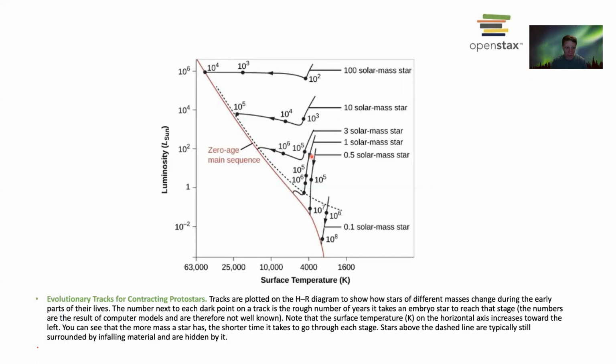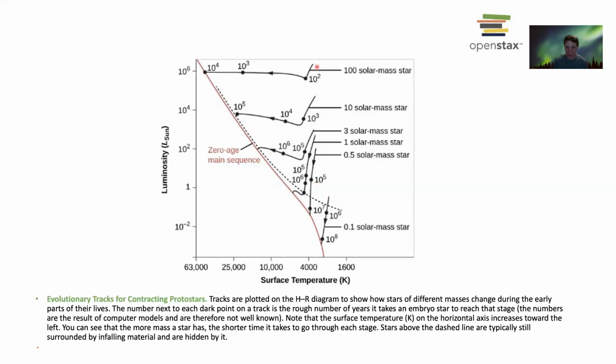This image shows the evolutionary tracks for contracting protostars. So when you start out, they all have roughly the same temperature. They're all big molecular clouds. And the bigger ones, say the 100 solar mass protostars, are going to be brighter just because they're bigger and they have more surface area. So they all start out about the same temperature, but at different luminosities on the HR diagram.